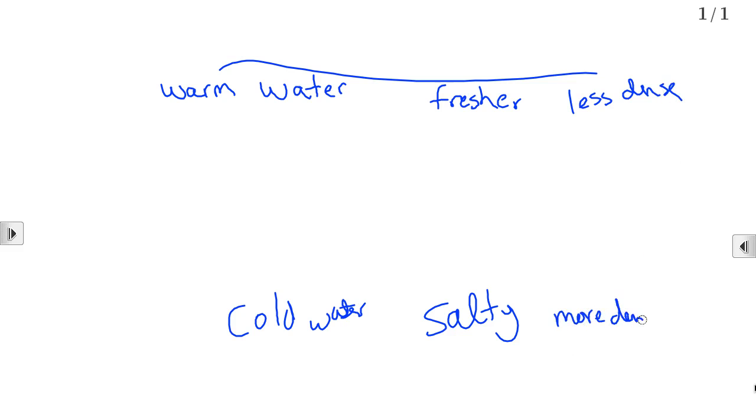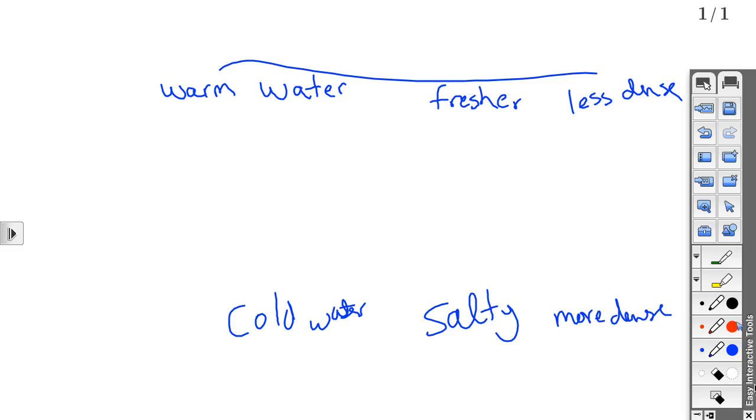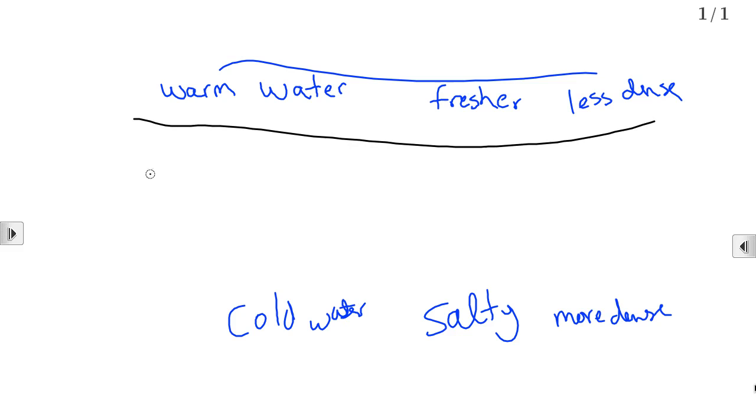And this seems really easy, like why are you telling this? And then there's a very fast transition, and it's called the pycnocline. I feel like I'm going to spell it wrong. Pycnocline. Got it now. So this is called the pycnocline. This is the area where the density increases rapidly.